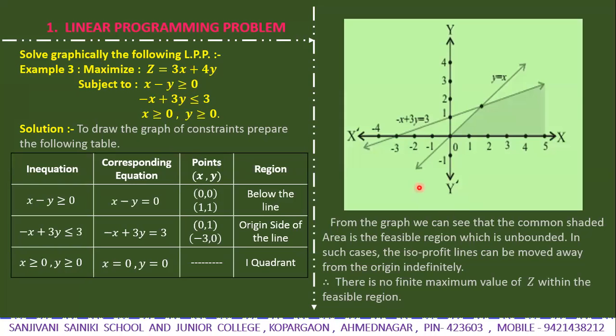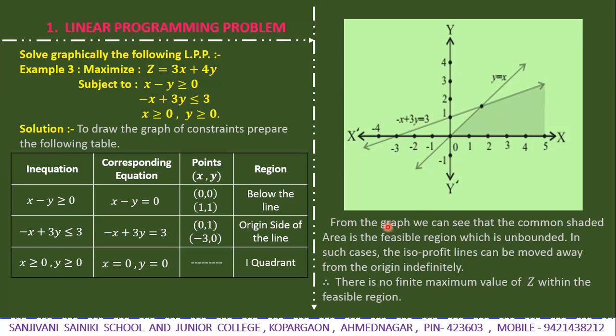Now, the third example, similar to the previous one: maximize z is equal to 3x plus 4y, subject to these constraints. We have to take the inequations, then the corresponding equations, then take 2 points on each line. We will plot these 2 points on the graph, and then join them by a straight line passing through them. Then think of the region which lies below or above the line.